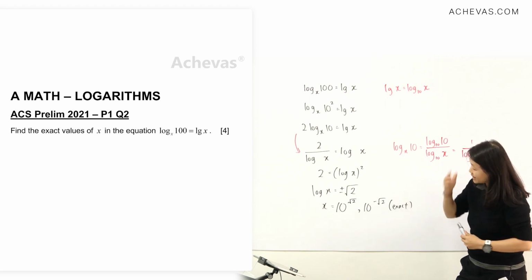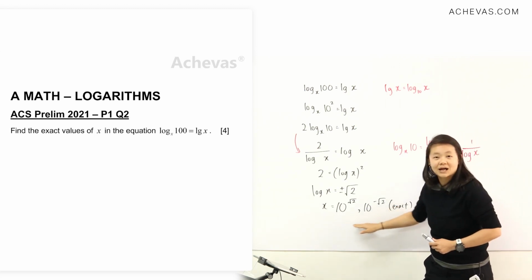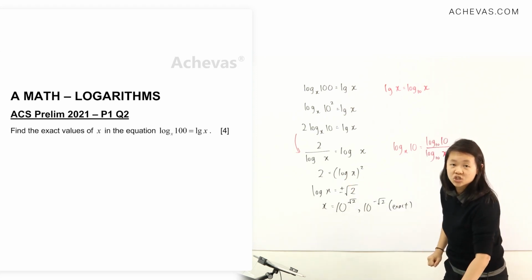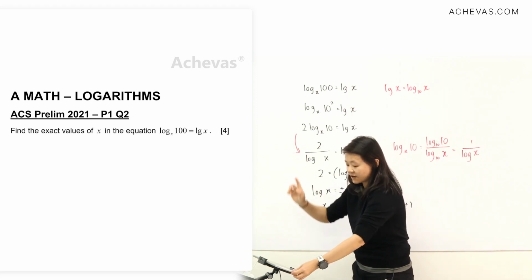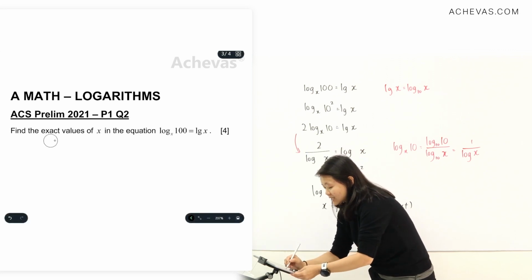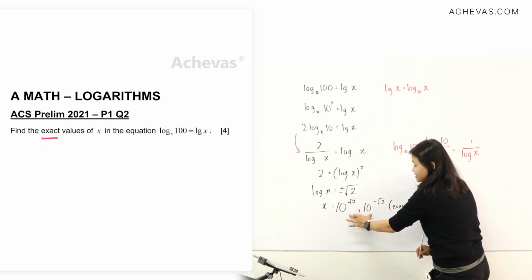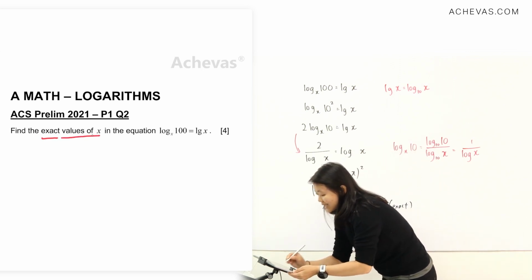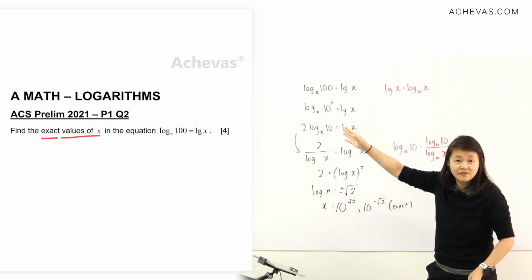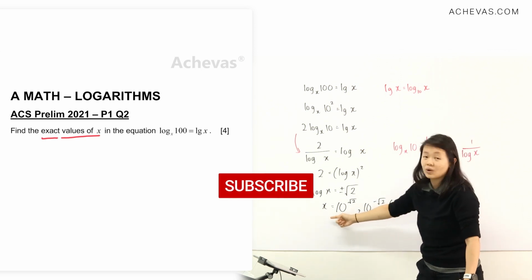So once you reach this stage here, before you type on a calculator, make sure you read the question again. So what we have here is find the exact values of x. So the word exact, I'll leave my answer here. And you can also notice that they give you a clue that you have values of x, which we have two answers over here.